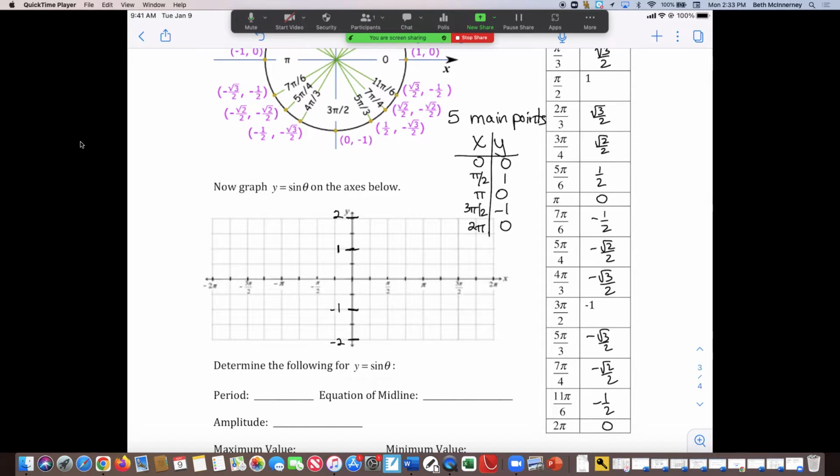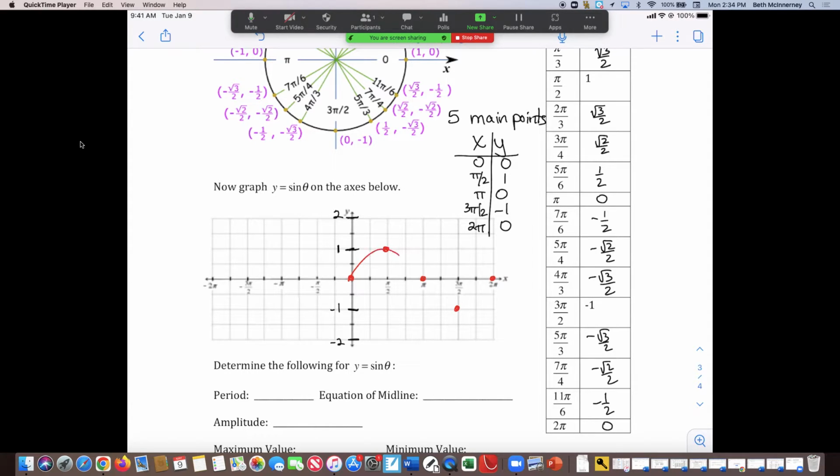And what I'm going to do now is plot the 5 main points. So I have 0, 0, pi over 2, comma 1, pi, comma 0, 3 pi over 2, negative 1, 2 pi, comma 0.